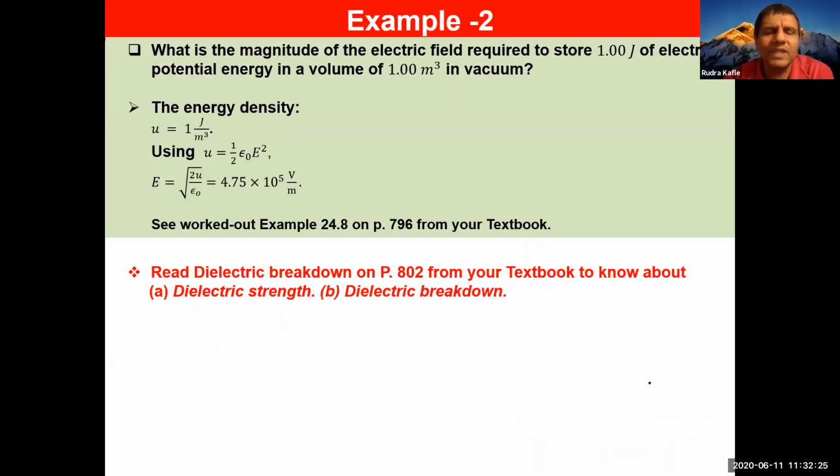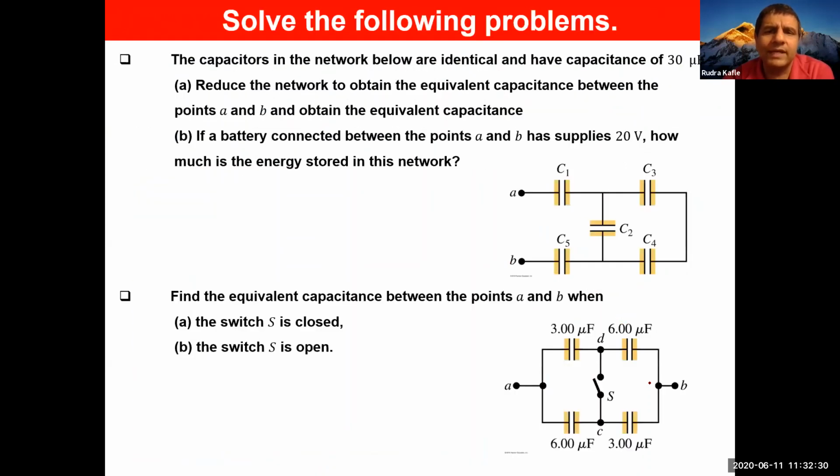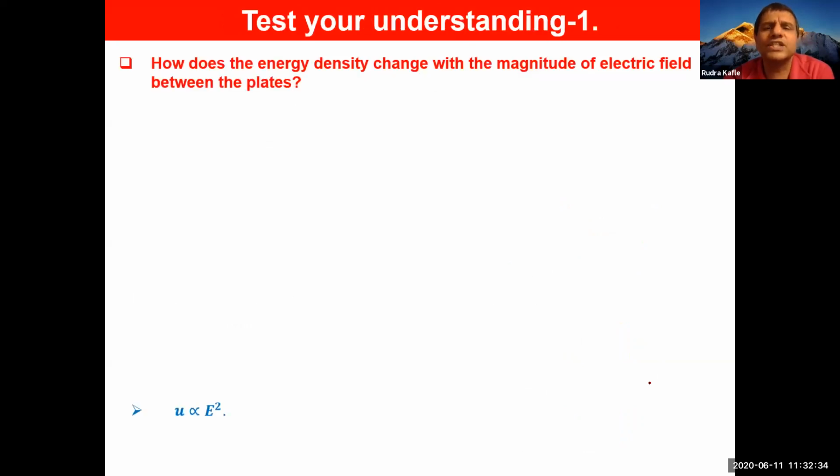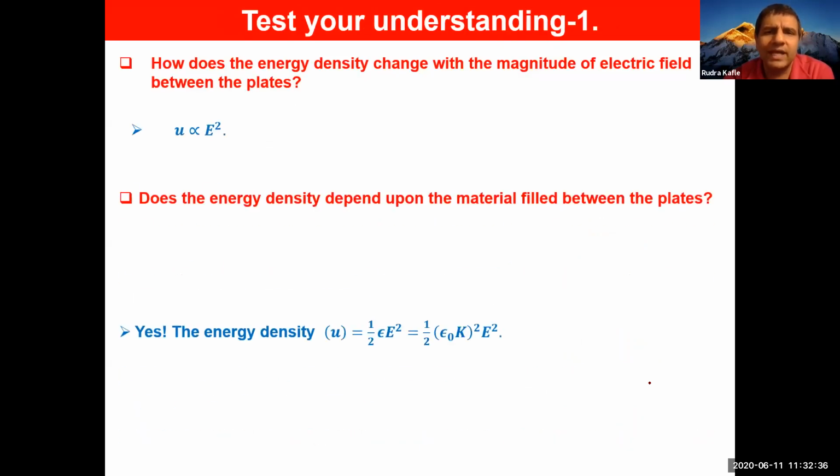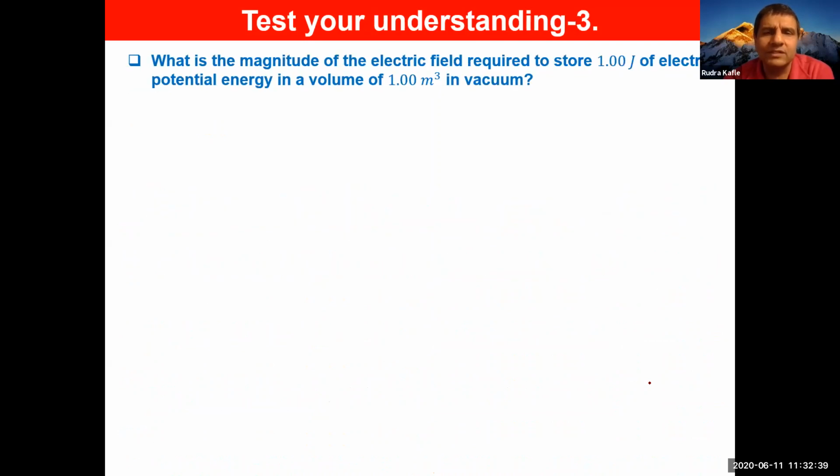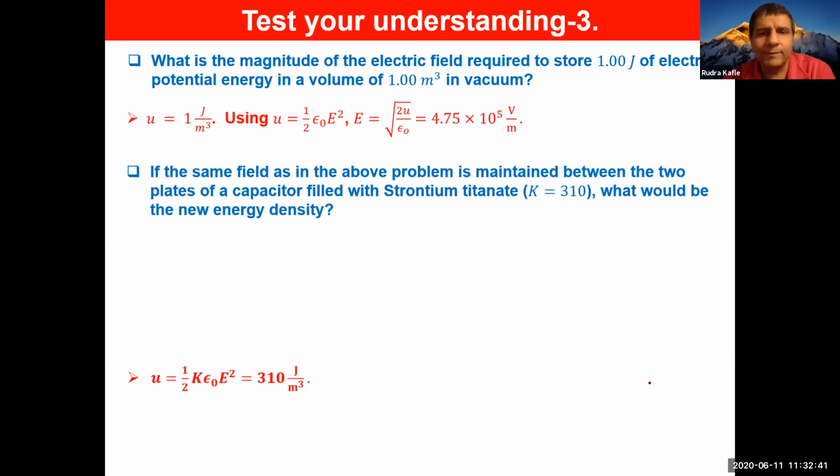So one way to increase the capacitance of a capacitor is to use dielectric material. Okay, so here are a couple of problems. They are straightforward, right? And there are some other problems in test your understanding questions. So as usual, as in the previous lecture, please go over them.